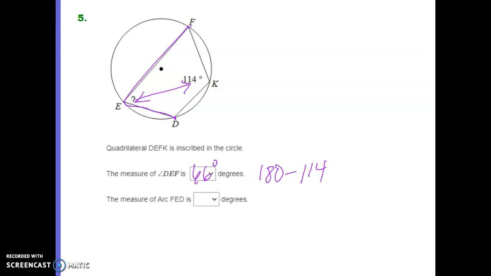And then the measure of arc, in a different color, FED. Well, geez, let's see what we got here. If I've got endpoints right here of that arc, and I've also got this inscribed angle, then the measure of this arc should be twice as big as that green inscribed angle there. So that should be 228 degrees. 114 times 2.